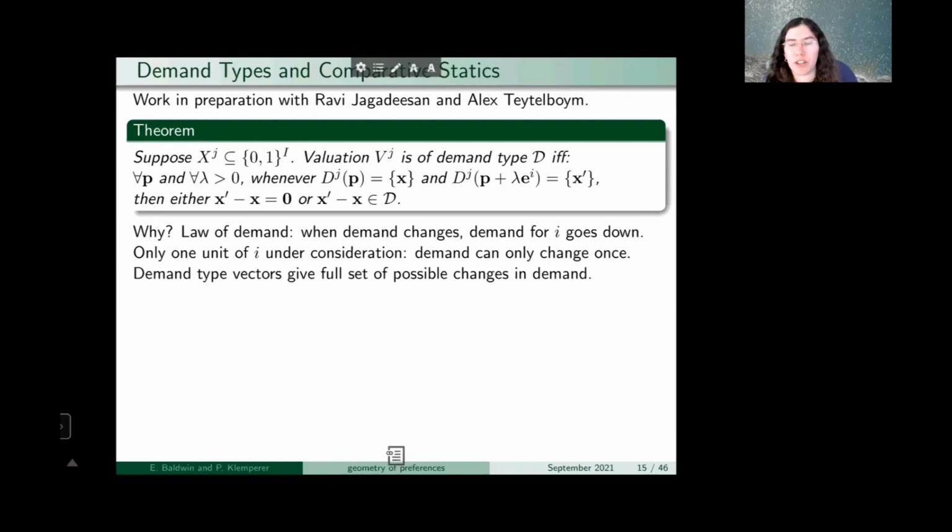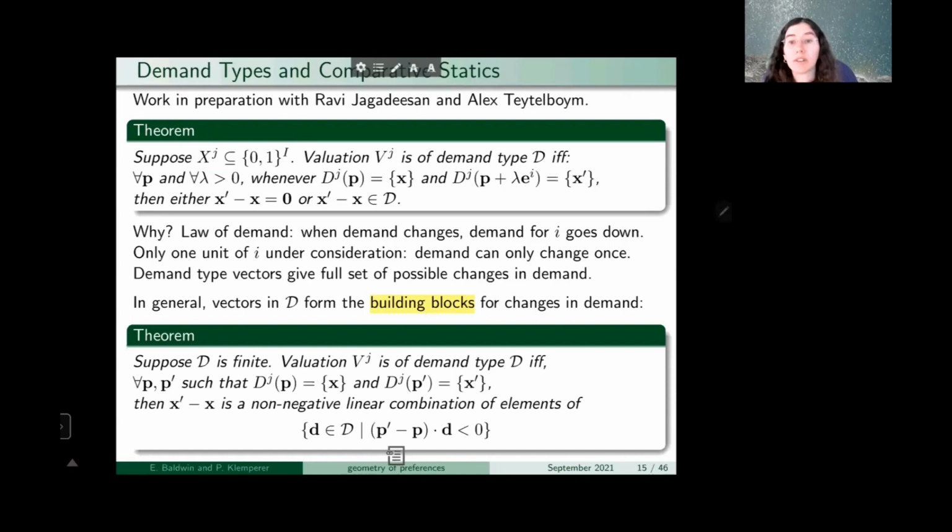Now that's a rather restrictive theorem for how to think about comparative statics with demand types. So let's give a more general one. Elizabeth, may I ask you a very simple clarifying question? Yeah. So suppose Bj is of demand type D, and take any superset of D and call it D prime. Then Vj is also of demand type D prime. Precisely.